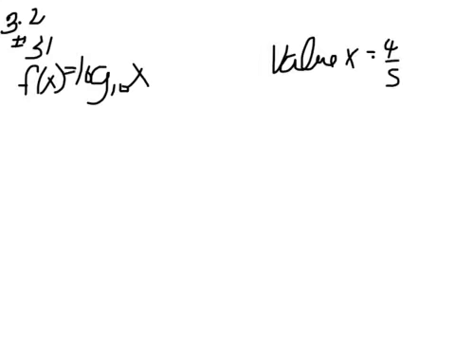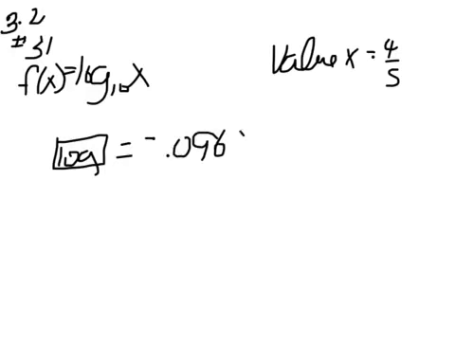Now remember, the only kinds of logs you can do on the calculator are log base 10 and log base e, which is your ln. So all you simply do is hit the log button on your calculator, and it's base 10. You put 4 divided by 5 in parentheses, hit enter, and you get -0.0969100013.